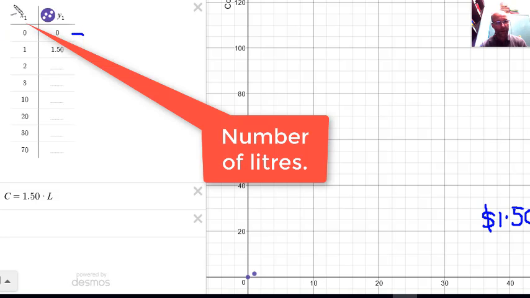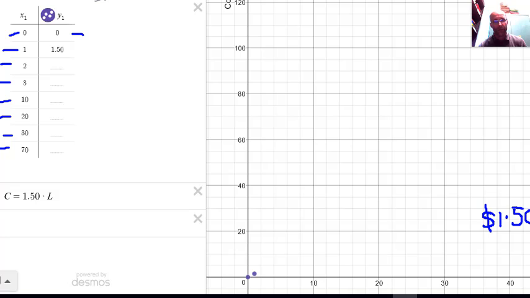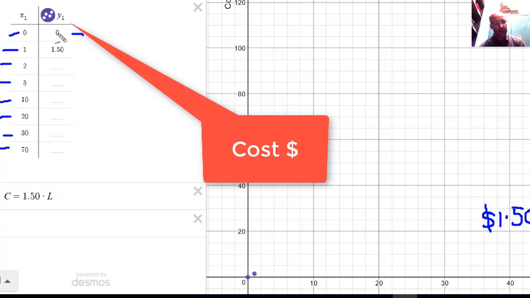Okay, so let's say in the left hand column here we've got the number of litres. So you can see I've got 0 litres, 1, 2, 3, then I've got some bigger amounts, 10, 20, 30 and 70 litres, maybe a full tank on a bigger car, and this would be the cost. So we buy 0 litres, it doesn't cost us any money.